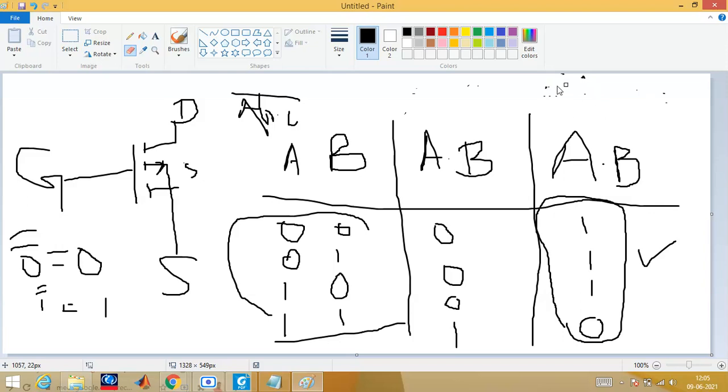So what is an expression for OR gate? Suppose this is OR, your inputs are A and B. What is an expression for OR gate? Is it AB or A plus B? AB is AND, it will be A plus B. Or A plus B, and NOR it will be A plus B whole bar. This is your NOR.